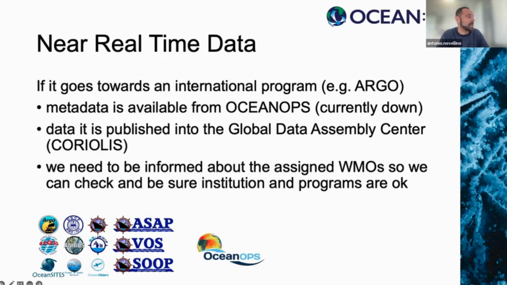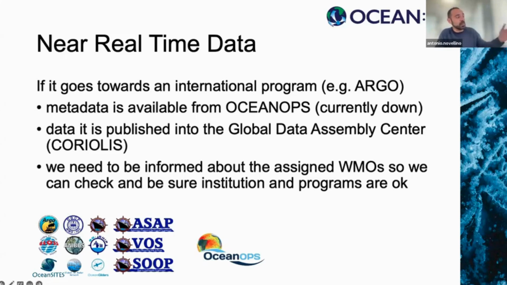And data is published into the Global Data Assembly Center that for Europe is Coriolis, that is hosted at IFREMER. So as soon as the platform is deployed, actually we can see the data. But of course, we need to be informed about the WMO code that is assigned to that specific platform, because we don't know otherwise.